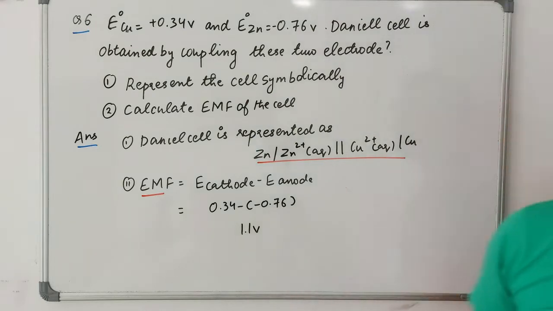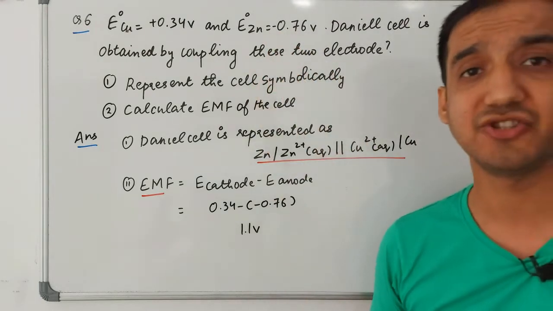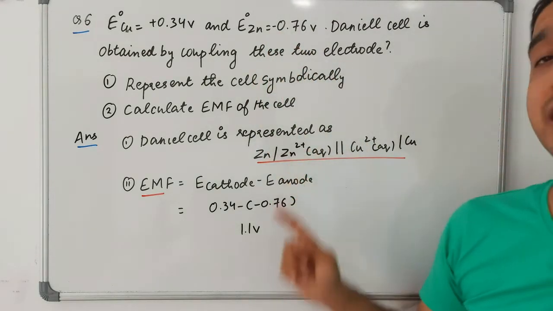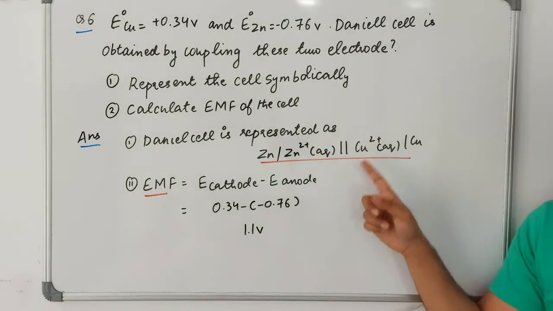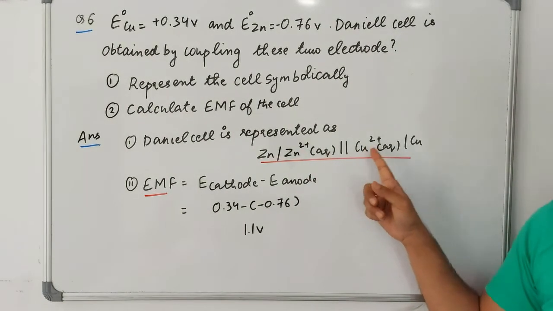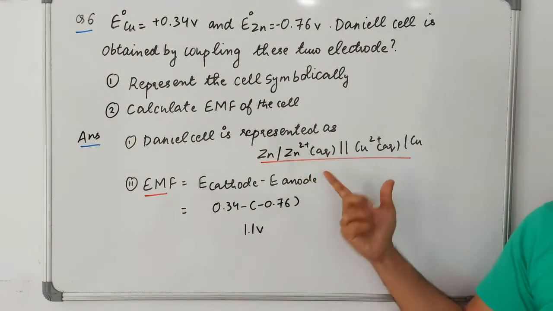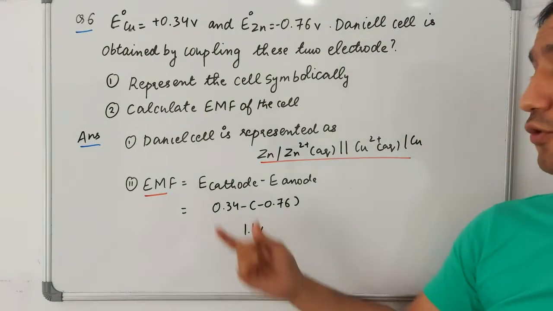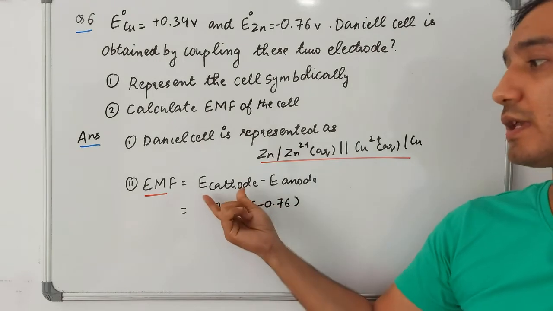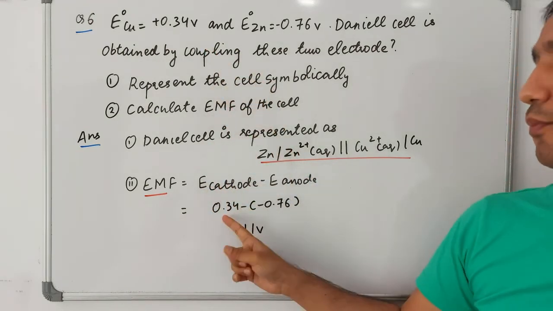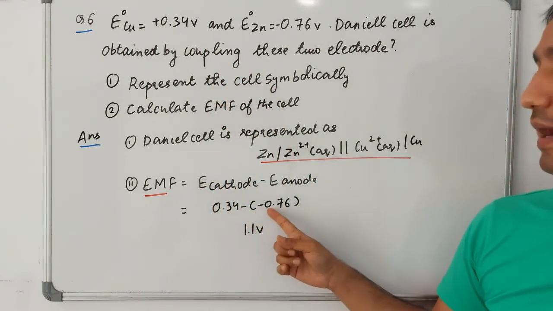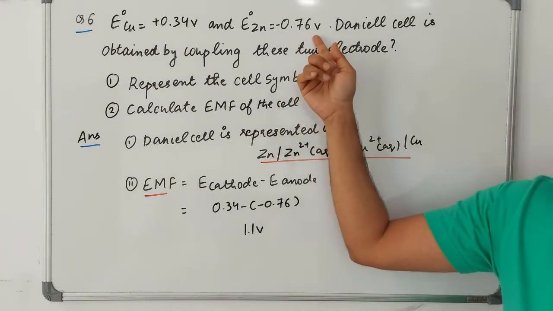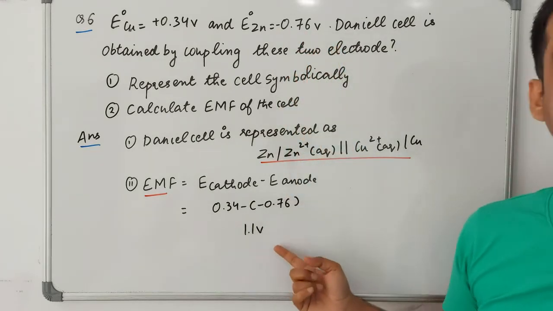So if you have to represent the cell, remember zinc, there is oxidation, so you will write zinc will convert into Zn2+, the double dash represents the salt bridge, and copper 2+ will convert into copper. So this is the representation of the cell. And if we talk about the EMF of the cell, you have to write E cathode minus E anode. Cathode is copper, so 0.34 minus (minus 0.76), so it will become 1.1 volts.